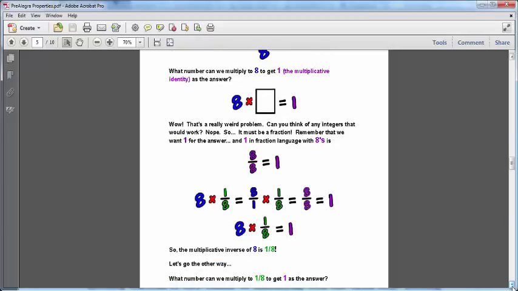So the multiplicative identity of any number is that number, and the inverse of that is 1 over the number. So in this case, we have 8 in the numerator, and the multiplicative inverse is the same number, 8 in the denominator. So 8 over 1 is the multiplicative inverse of 1 over 8.